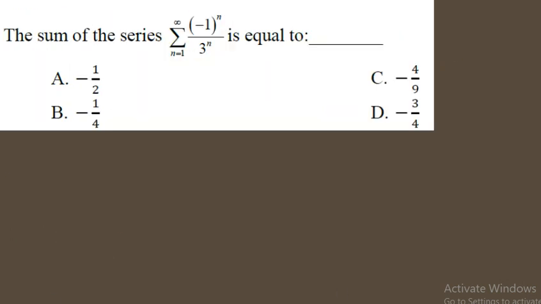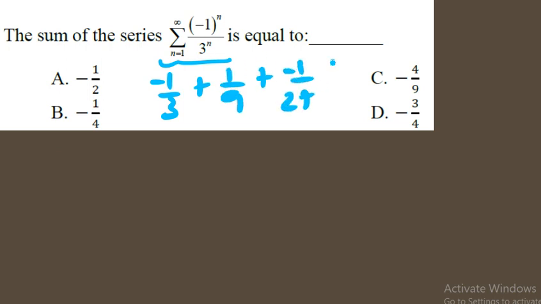Next question, summation. This is an infinite series. We are asked to find the sum of the infinite series. So this means, by the way, this is the same as when you insert 1, negative 1 over 3, plus when you insert 2, 1 over 9, plus when you insert 3, negative 1 over 27, plus again when you insert 4, it's going to be 1 over 81. It continues without stop, without limit, because it is at infinity.